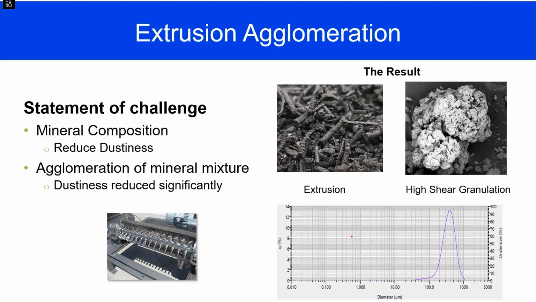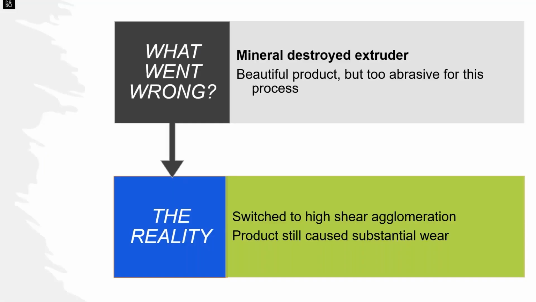And on high shear mixing, you're going to typically get a tighter granule. But remember, I'm not looking for wettability. I'm looking for dustiness. And you can see the particle size distribution down here. Looking at the distribution, you can see that this process worked very nicely to give us a very tight distribution. So what happened? It worked. It reduced the dustiness.